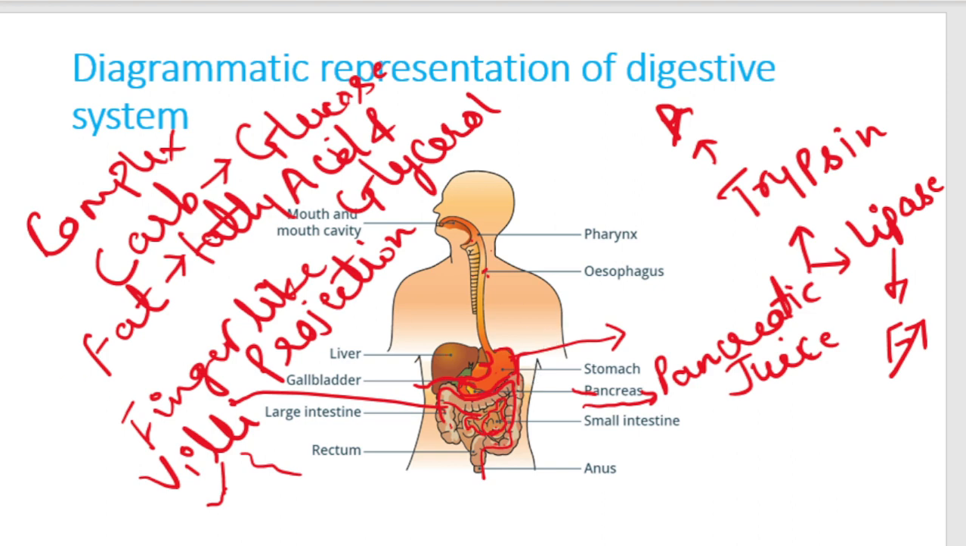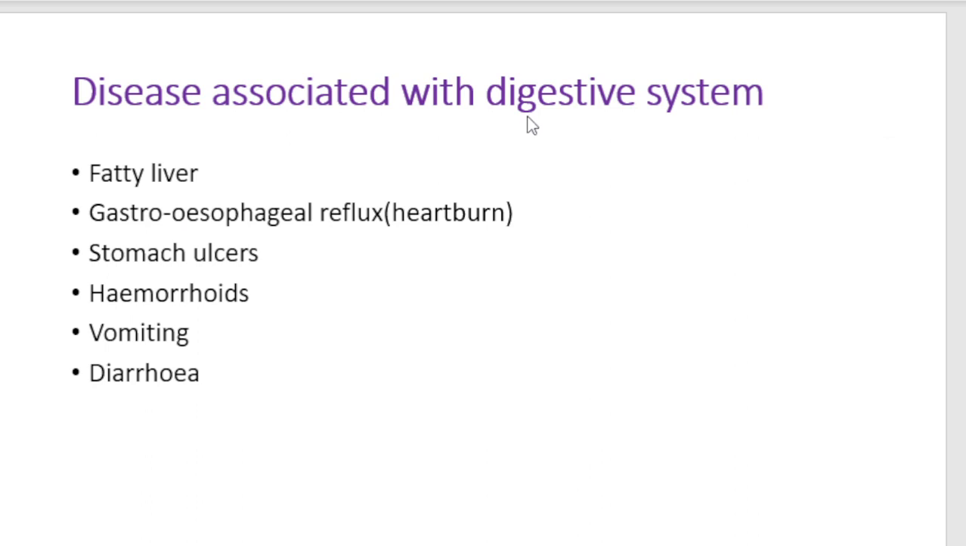Now let's come to the diseases associated with the digestive system. One is fatty liver. The size of your liver becomes enlarged because you eat more calories than you burn. Another one is heartburn. Whenever you eat more, the amount of acid released inside the stomach is more. This is felt in the form of acidity or heartburn.